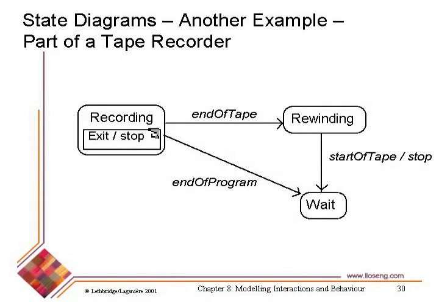But if I know that I always want to stop when I exit the state, it not only is shorthand, saves me writing it everywhere, but it's also a bug preventative, right? If I say it as an action here, an exit action, then I guarantee that somebody won't accidentally add an outgoing transition from recording that doesn't stop. Okay?